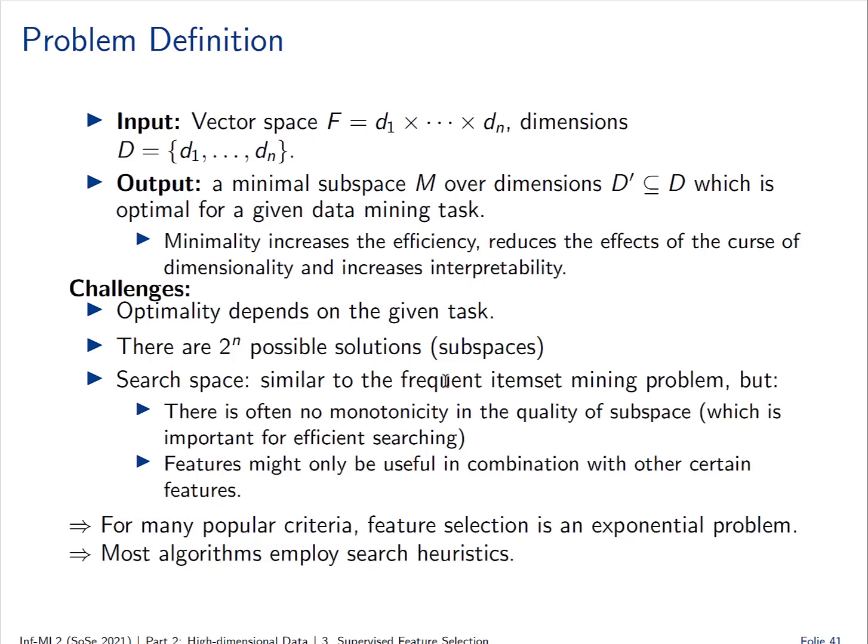The problem here is that typically we don't have a monotonicity criterion on the quality of subspaces. We have that in the frequent itemset mining problem, because the frequency of itemsets is monotonic. But here it's not the case typically. And this monotonicity criterion allows us in the frequent itemset mining problem to apply an efficient search strategy, like the apriori algorithm and so on. And especially we know when to stop the search. But that is not the case here in the problem of feature selection. And we have to keep that in mind.